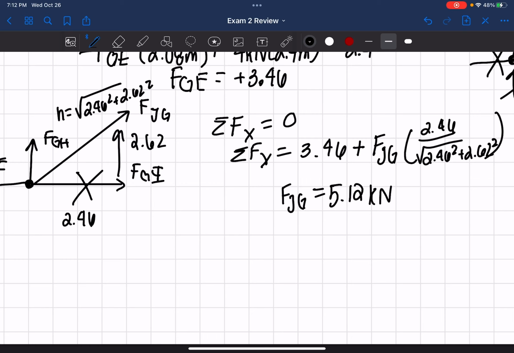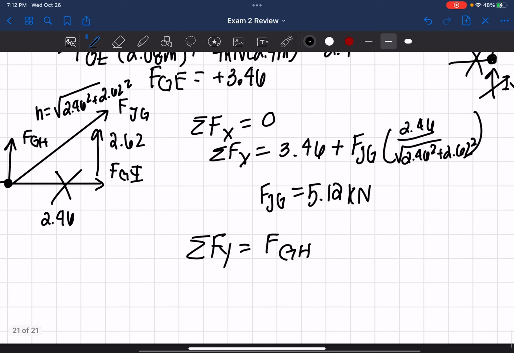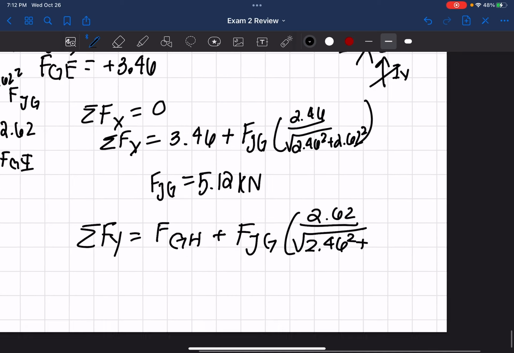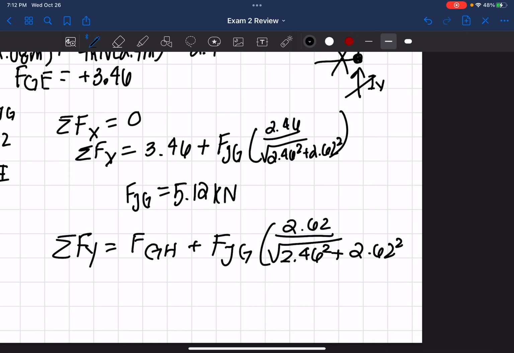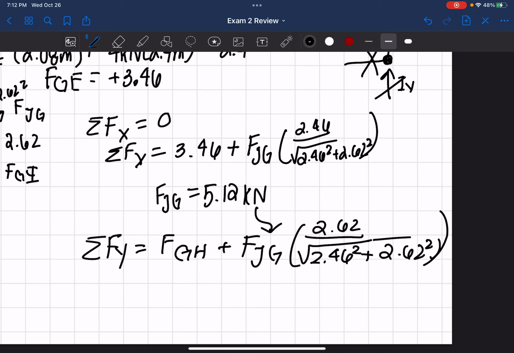Then now let's do in the y direction, which is FGH, and basically the same thing, except this is 2.62 over the square root of 2.46 squared plus 2.62 squared. Solve for this. We already did this. Plug this in. F of GH is equal to negative 3.79 kilonewtons. Fantastic.